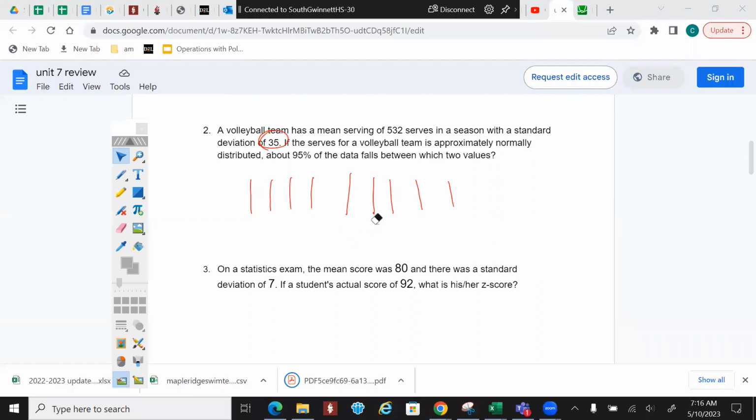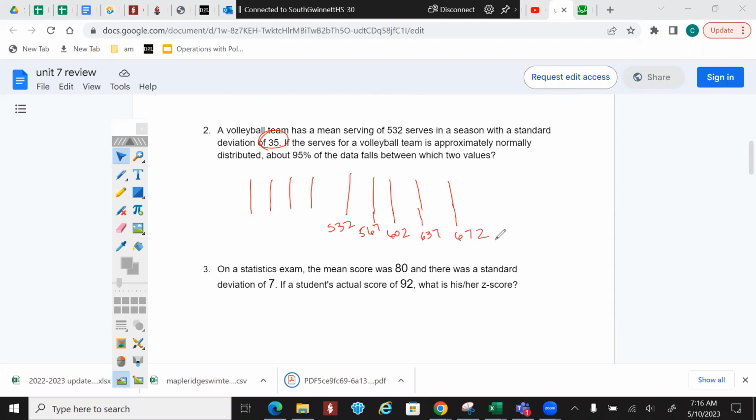I wrote this a little too small. Wait, pause. Yeah. Okay, so it's going to be 532. This is going to be 567. This is going to be 602. It's going to be 637. And this one's going to be 672.